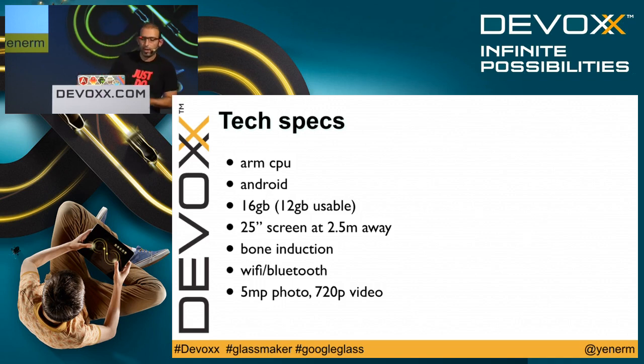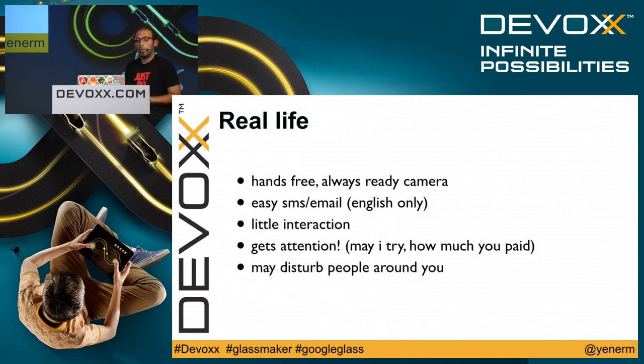It has Wi-Fi, Bluetooth. It has a pretty good camera, which can also shoot nice videos. What this means in real life is it's a hands-free cam. You can reply to SMS and email. Usually the apps are designed to have little interaction. But as I mentioned before, you get too much attention.